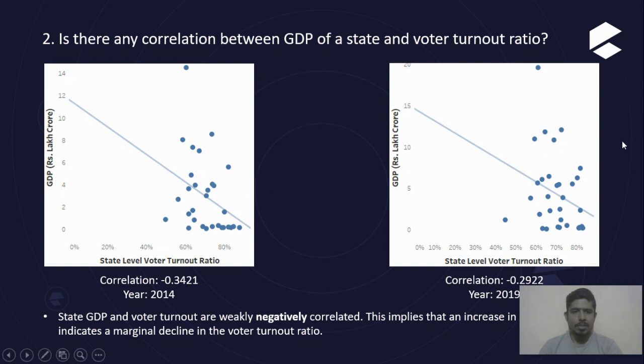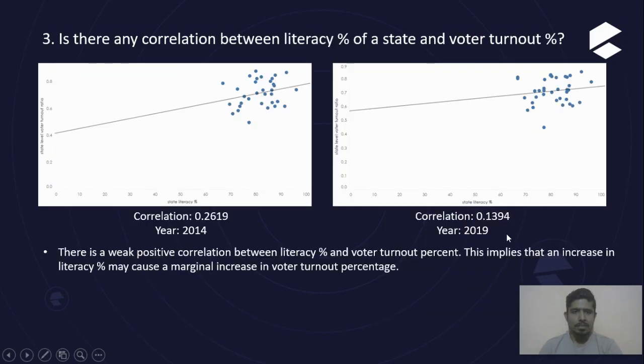The very last query of this secondary analysis is what is the correlation between literacy percentage of a state and voter turnout ratio. So there is a weak positive correlation of 0.2619 in the election year 2014 and 0.1394 in the election year 2019 between literacy percentage of state and voter turnout ratio. And this implies that an increase in literacy percentage may contribute to a marginal increase in voter turnout ratio.